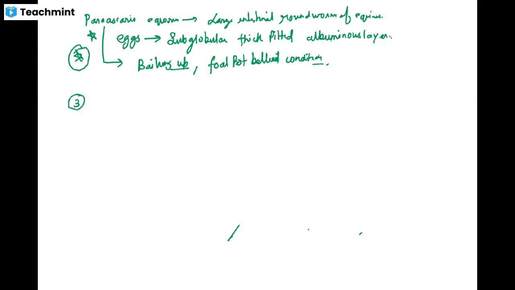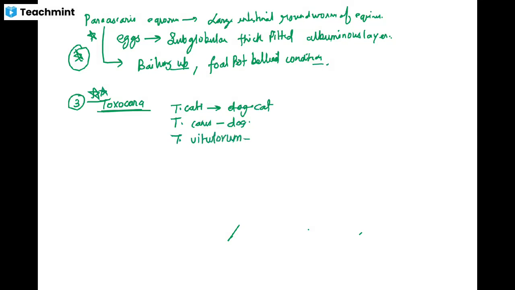Third one is Toxocara. This one is important. In this, there are three species. First is Toxocara cati, it is present in cat. And second one is Toxocara canis, which is present in dog. And third one is Toxocara vitulorum, which is present in cattle or buffalo.